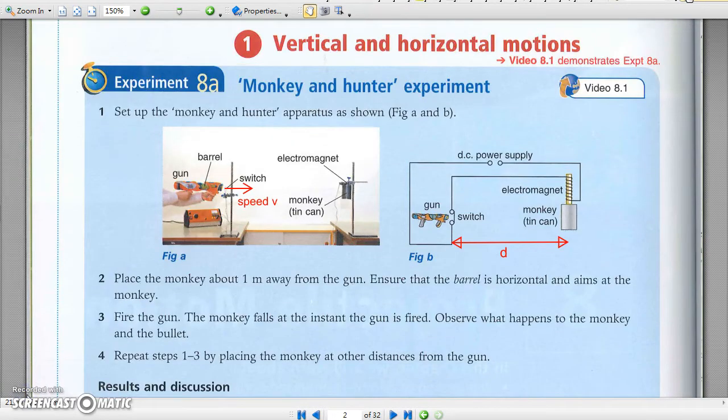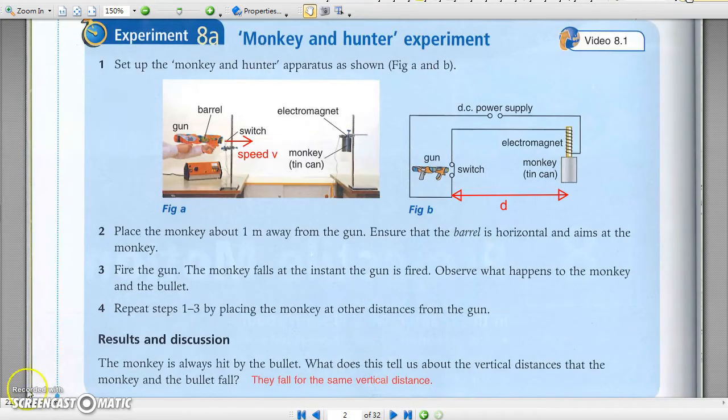The monkey and hunter experiment is often used to find the relationship between the vertical and horizontal motions of the projectile. In this experiment, we aim the gun at the target on the other side, called the monkey. When the bullet passes through the switch, the circuit is open and there's no more current flow. The electromagnet cannot hold the monkey anymore. It falls. Let's take a look at the experiment.